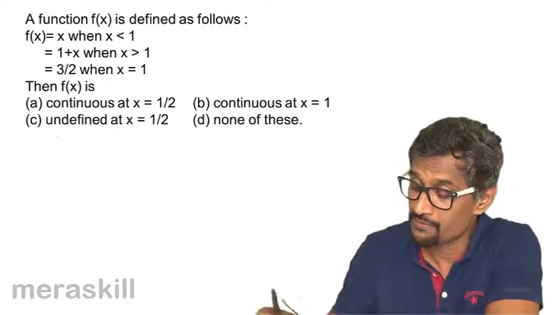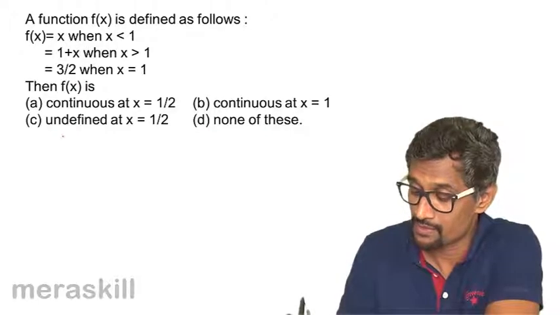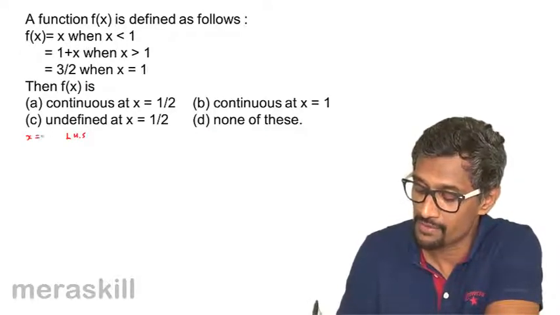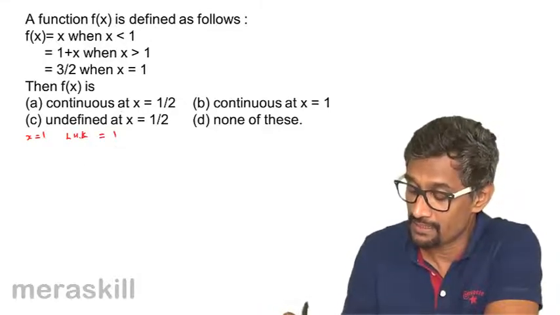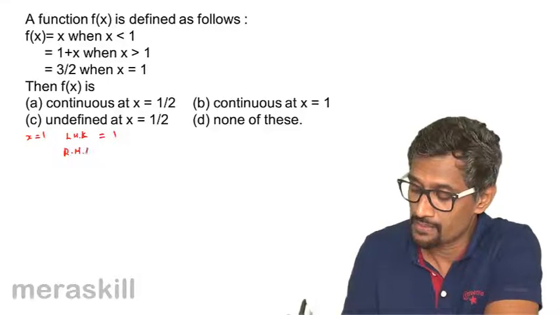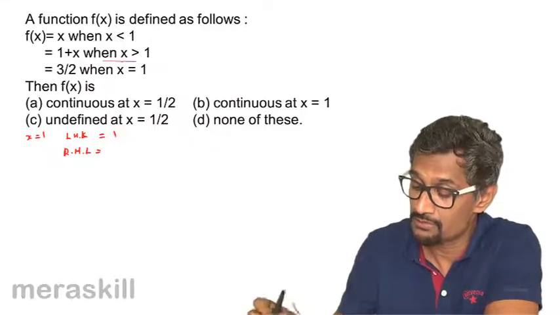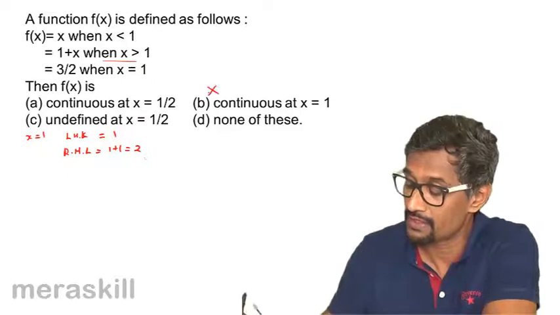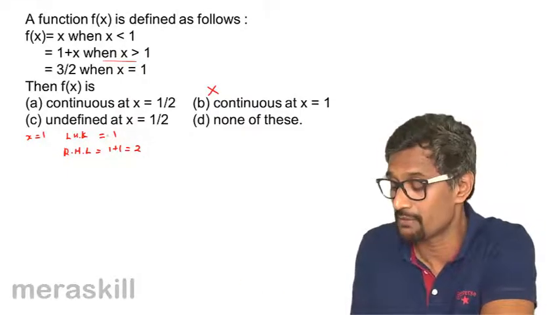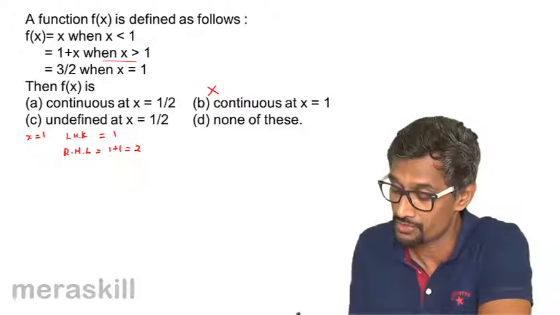So left hand limit for x is equal to 1 is going to be 1 itself. Right hand limit is going to be, we have to consider this function, 1 plus 1, 2. They are not equal, so definitely it's not continuous. Because the two are not equal, definitely not continuous.